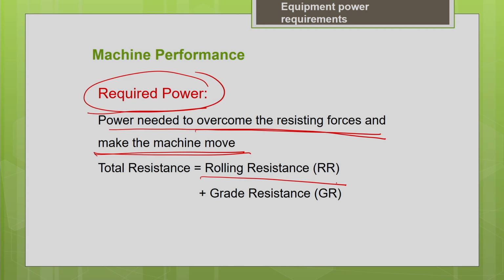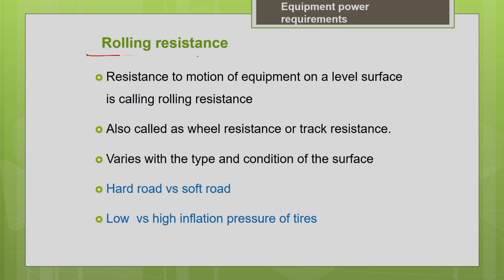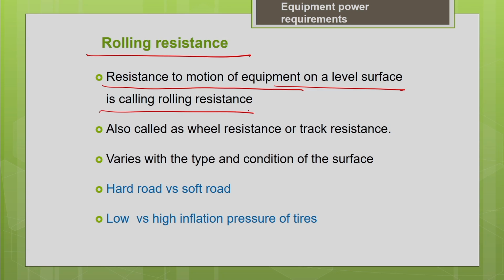One is rolling resistance, the other one is grade resistance. We will see what these rolling resistance and grade resistance are one by one in the upcoming slides. First we will discuss the rolling resistance. Rolling resistance is nothing but the resistance offered by the haul route to the wheel which is rolling over the particular surface. So, that is what is a rolling resistance. Resistance to the motion of equipment on a level surface is called rolling resistance.